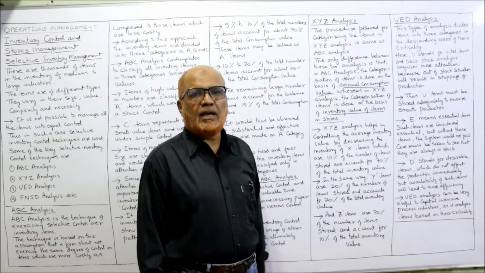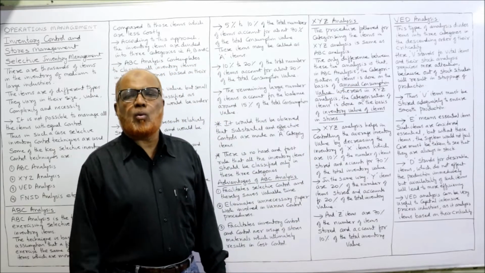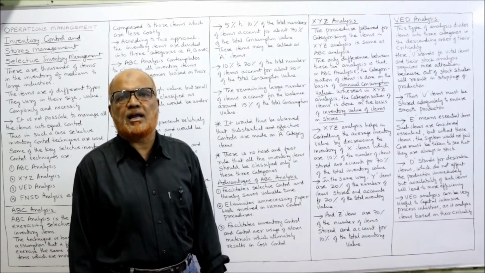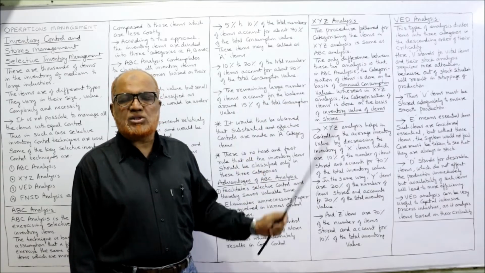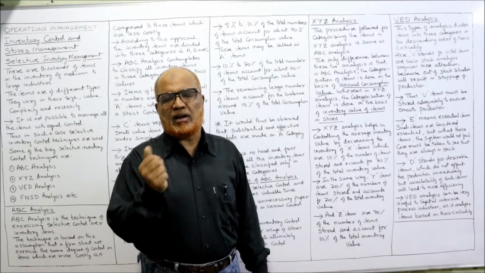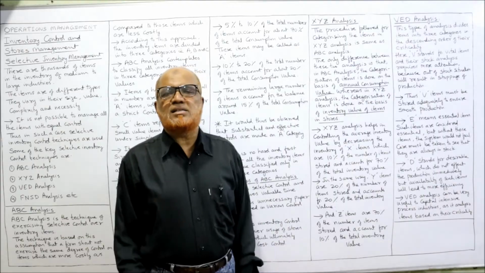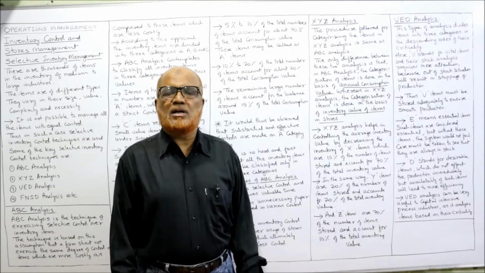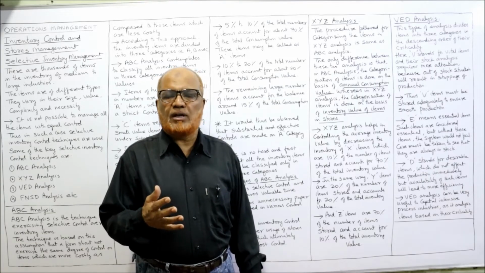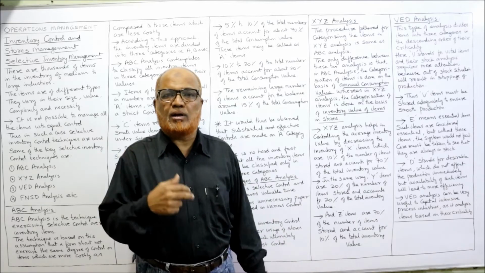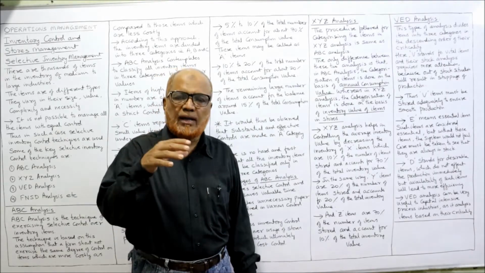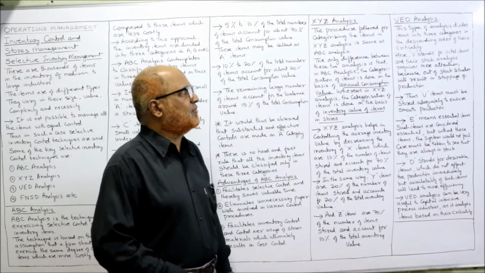Now the third one is VED. V stands for vital, E stands for essential and D stands for desirable. So in ABC and XYZ, we have categorized on the basis of value, either consumption value or inventory value. But here in case of VED analysis, we categorize on the basis of criticality of the items for production. Some items are very much critical, some are just essential, not so critical, some are just desirable. So in this way, all the items are classified according to criticality.